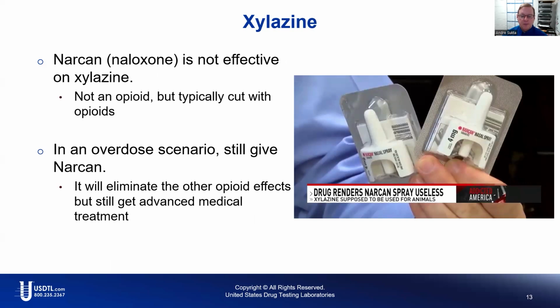So xylazine, because it's not an opioid, Narcan or naloxone is not effective on xylazine. But it should be noted that I'm not a medical doctor, but I am a toxicologist, and it's still recommended that in an overdose scenario, the person be treated with Narcan. It's going to help eliminate the other opioid effects, and they will still need to have advanced medical treatment. So it's still important that if anybody is in an overdose scenario, they get Narcan, and then they still have other life-saving measures that are needed.